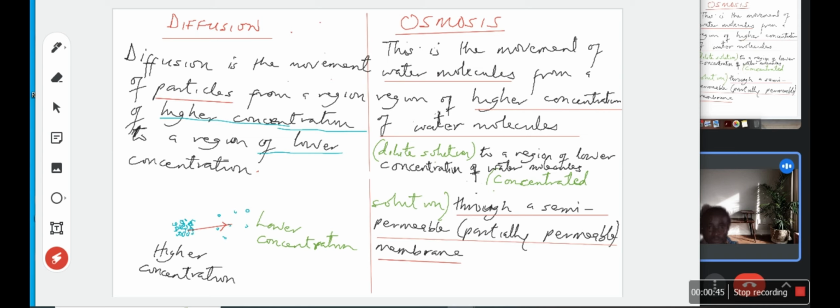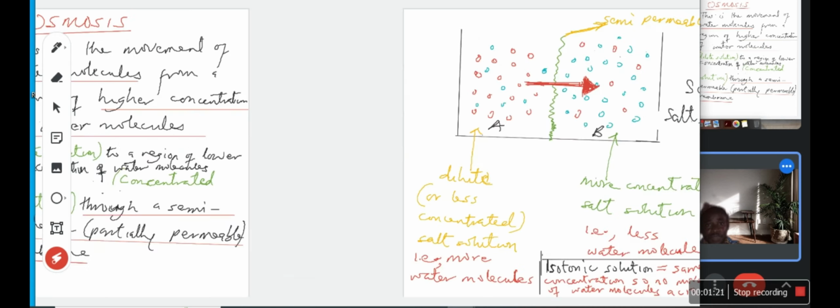And of course, it has to pass through a semi-permeable membrane or partially permeable membrane. This must be included anytime you are defining osmosis. I'm sure you know that. So osmosis is the movement of water molecules from a region of higher concentration of water molecules, which will be a dilute solution, to a region of lower concentration of water molecules, which will be a concentrated solution, through a semi-permeable or partially permeable membrane. Now, when you are defining diffusion, it's just about movement of particles generally from a region of higher concentration to a region of lower concentration. All right, now, next page.